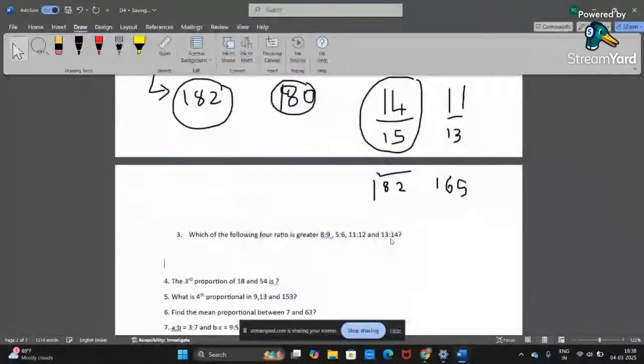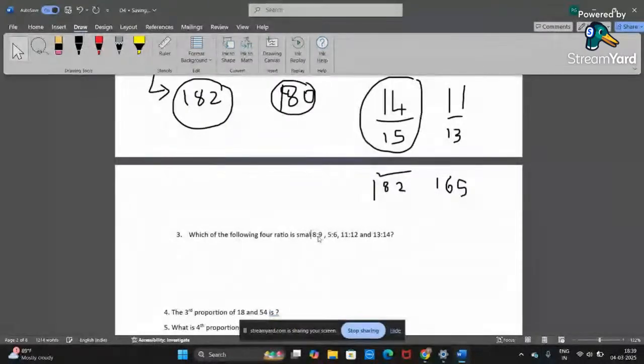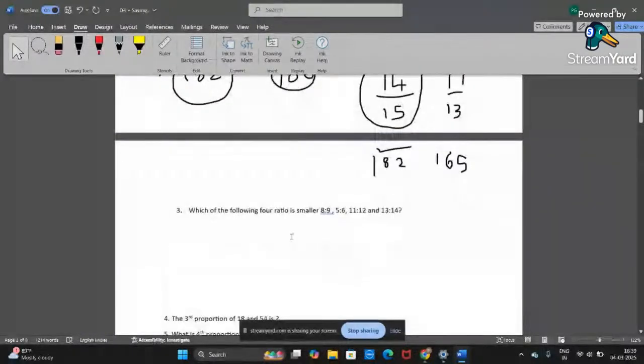In this, they have given four ratios. Let's find out the smaller one. Let's change this question to the smaller one. We have to find the smaller one. So what do we have to do? Again, take these two and take these two and compare. Between these, which is smaller, take it down, and between these, which is smaller, take it down and compare the smaller ratios. In that, we find the smaller, so that we'll get the smallest of the four ratios.